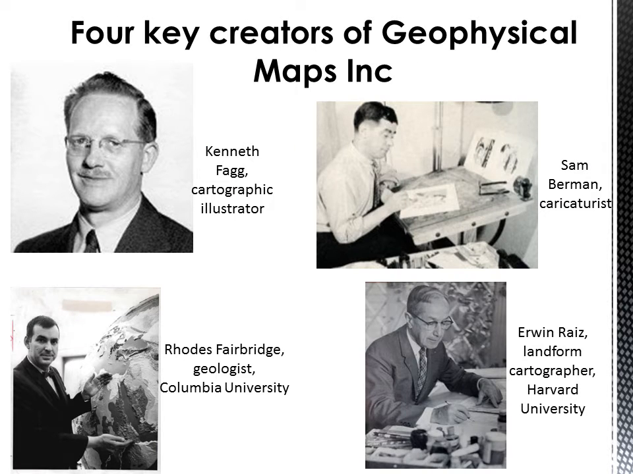Four men came together in the mid-50s to create a new 6-foot globe called the Geophysical Globe. They were Kenneth Fagg, a science fiction illustrator, Sam Berman, a popular magazine caricaturist, Irwin Rice, an academic cartographer from Harvard, and Rhodes Fairbridge, a leading geologist from Columbia University.